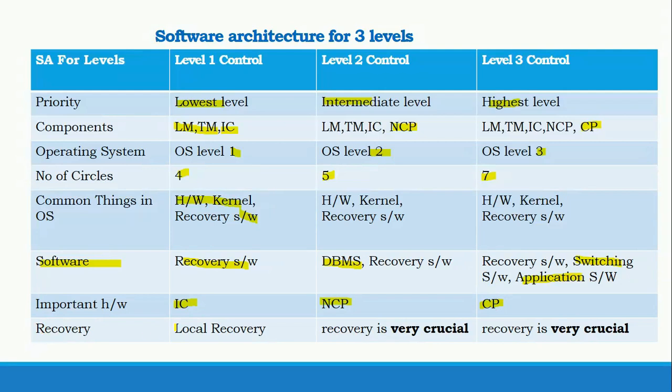And for recovery, you can easily recover the lower level, it is local recovery. To recover the CP and central processor is very critical, because this is connected to many ICs, and even the central processor is connected to many NCPs. So try to remember this table so that you can answer the question. The question may be: explain different software architecture levels used in the digital switching system.